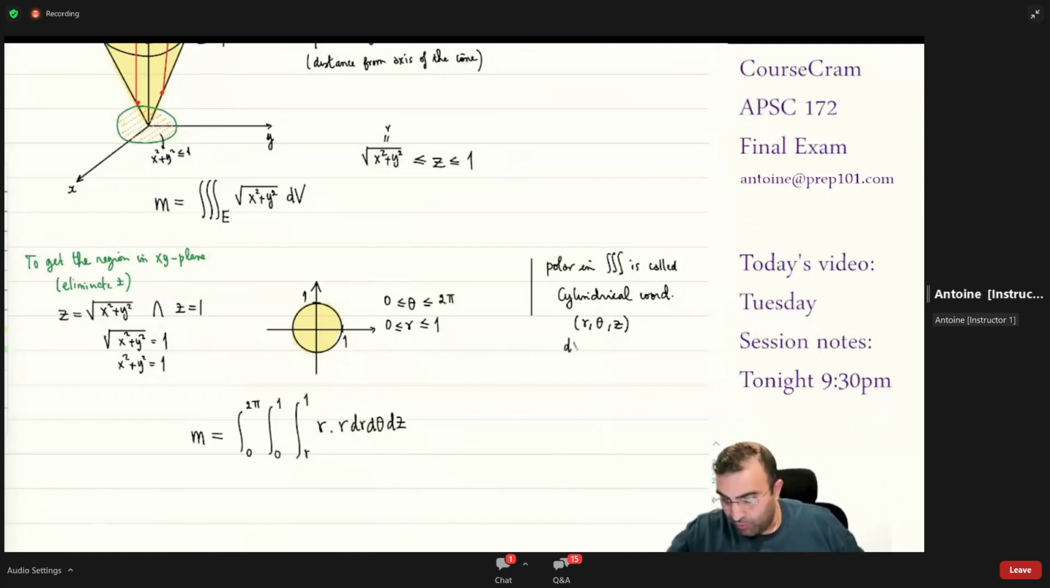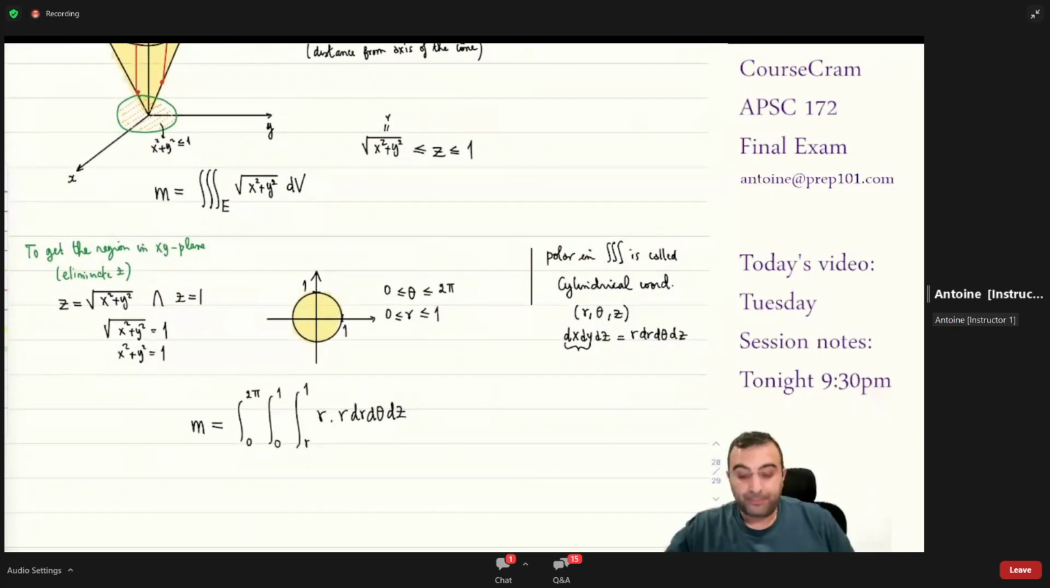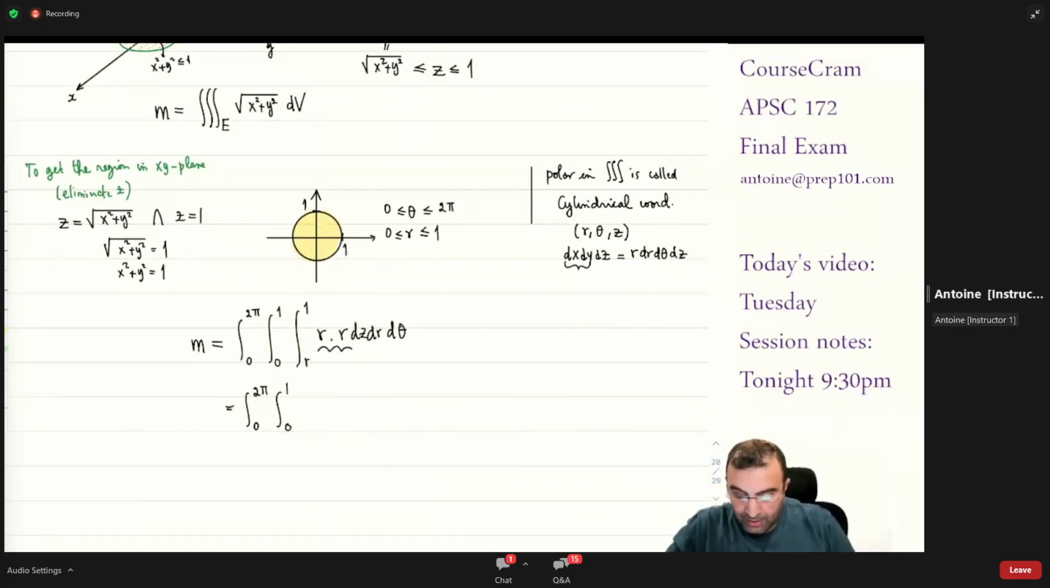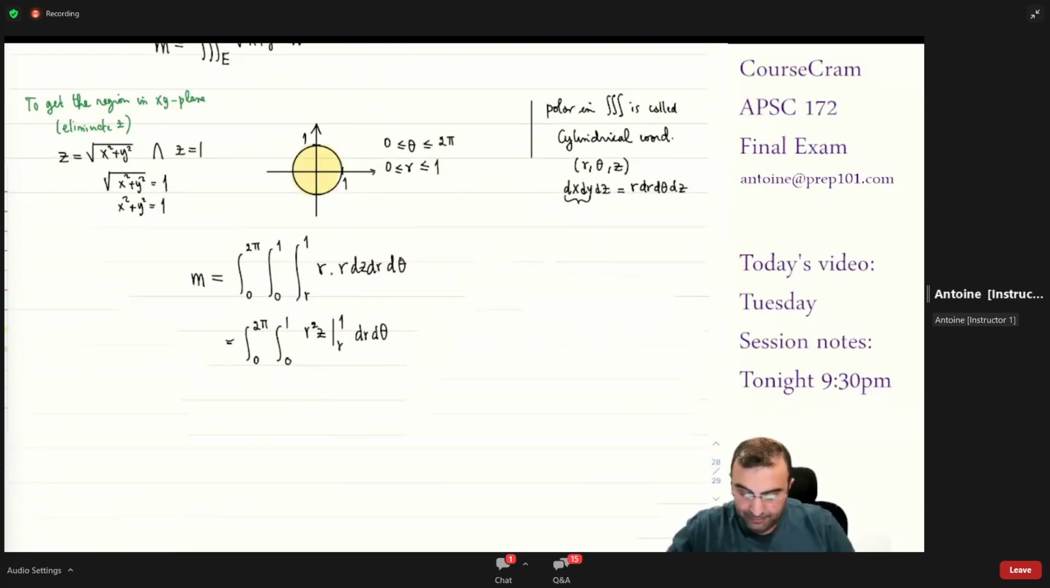Because when you move from dx dy to polar, you're going to get r dr d theta, and then dz just stays dz. So that's the mass of your object. So this is the integral from 0 to 2 pi, the integral from 0 to 1. Sorry, this is dz dr d theta. I messed up my order. So the integral of r squared dz, that's r squared z from r to 1, dr d theta.